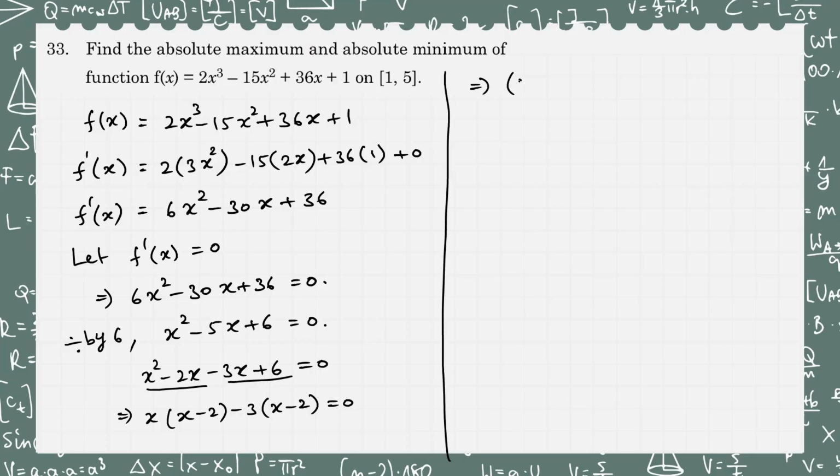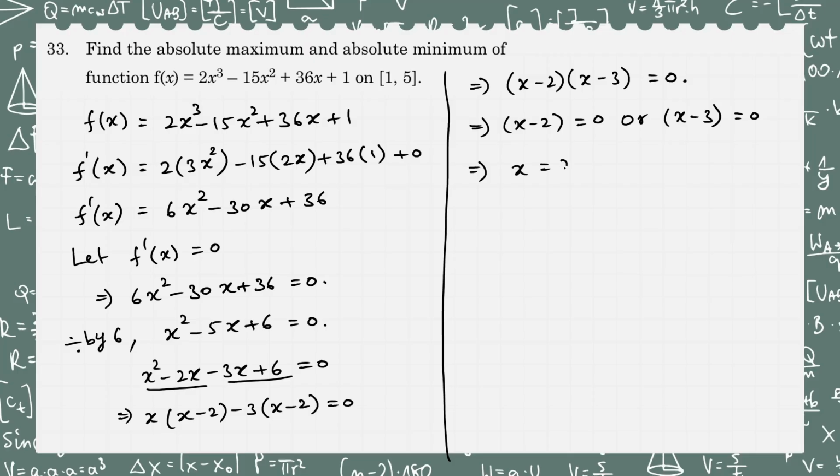And that implies (x - 2)(x - 3) = 0. That implies either x - 2 is 0 or x - 3 is 0. That gives x = 2 or x = 3. So these are the critical points, right? Now we need to find f(2), f(3) as well as f(1) and f(5), and we have to decide which one is the maximum and minimum.